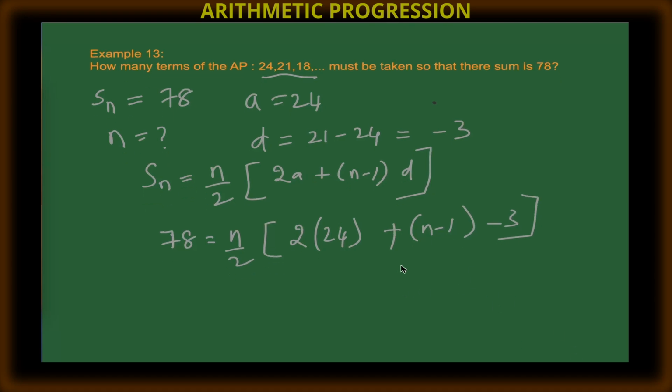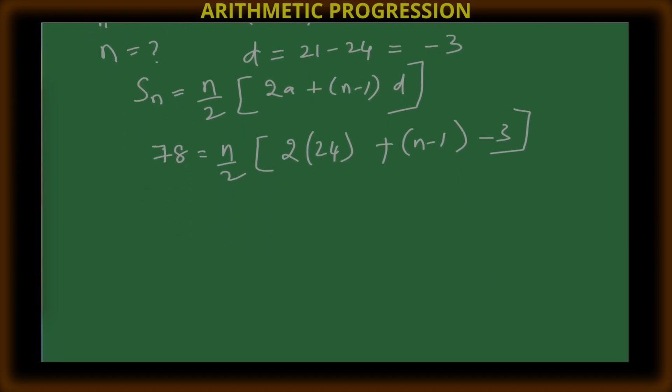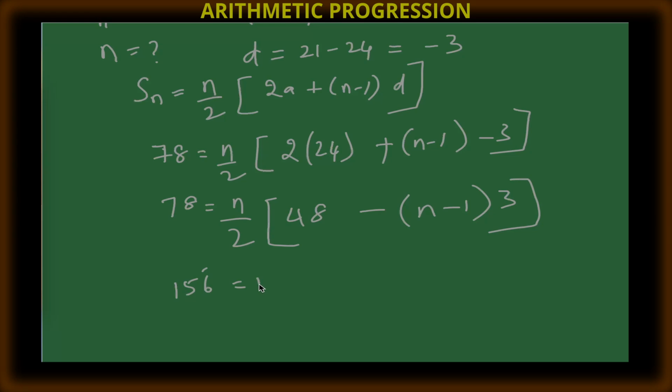Okay, let me take some space here. 78 is equal to n divided by 2, 2, 4, 48 plus minus n minus 1 into 3. Let's try to simplify. 78, let's bring this 2 here, which becomes 156 is equal to n.